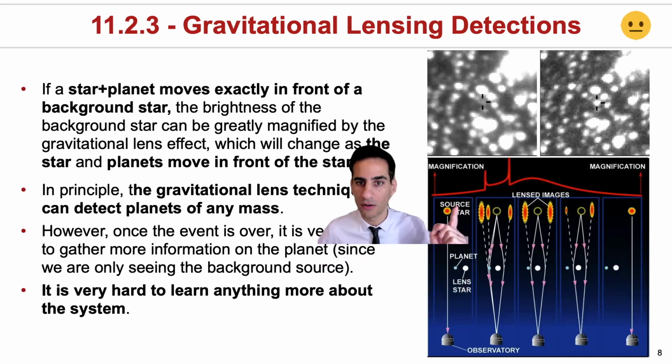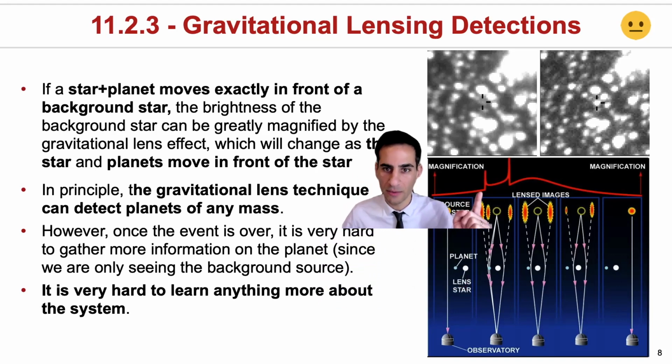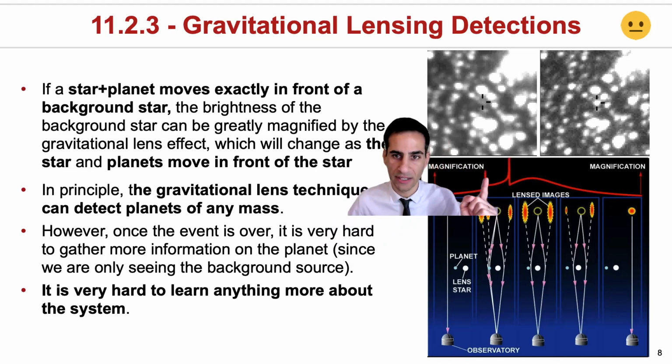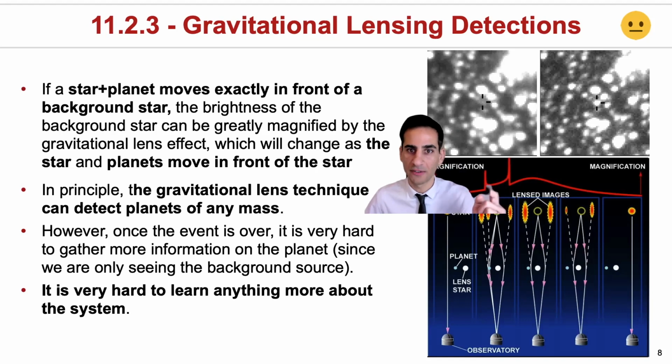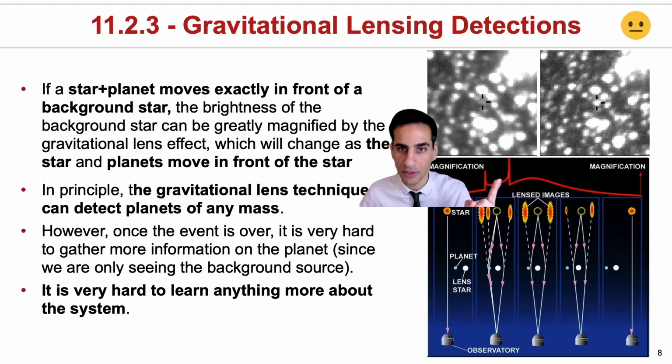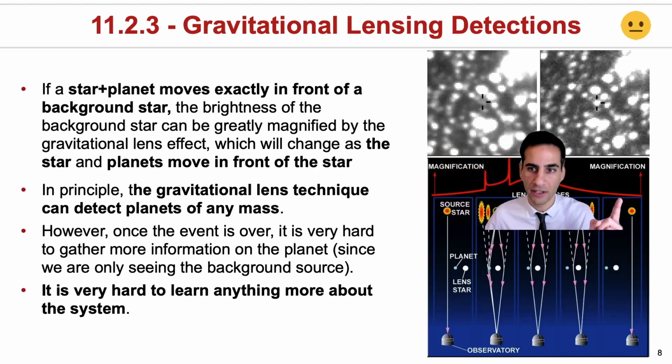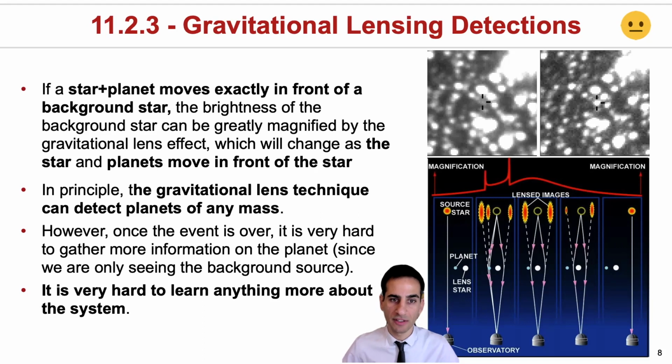And depending on the number of planets, you'll be able to detect multiple peaks. In this case, you'd be detecting the planet and the star itself. But if the planetary system contains multiple planets, in principle, if you have enough precision, you'd be able to see the multiple peaks. Until then, you just see a star, and then it goes away. In principle, this gravitational lensing technique can detect planets of any mass, and therefore it is great. It's definitely not very biased.